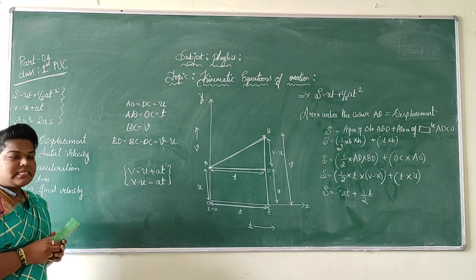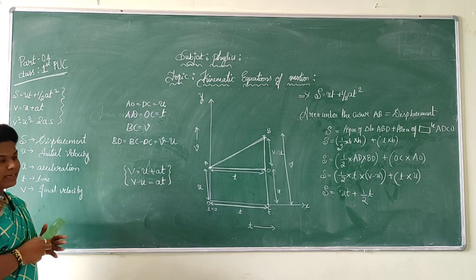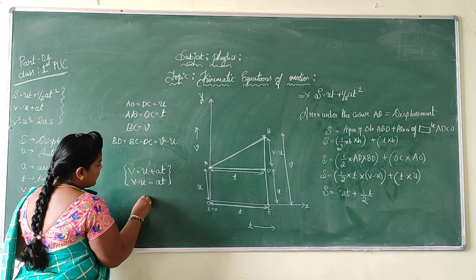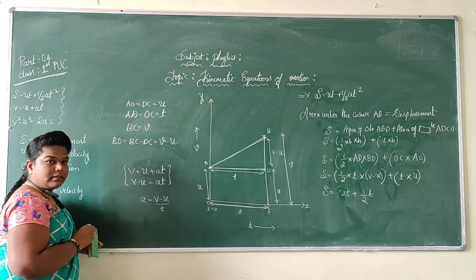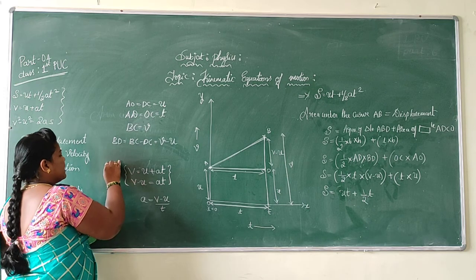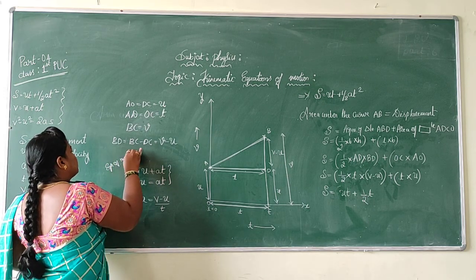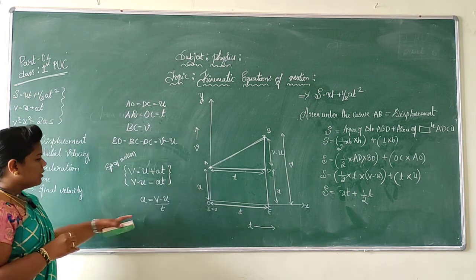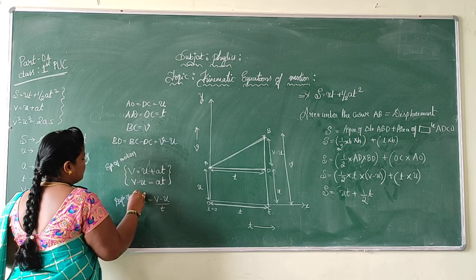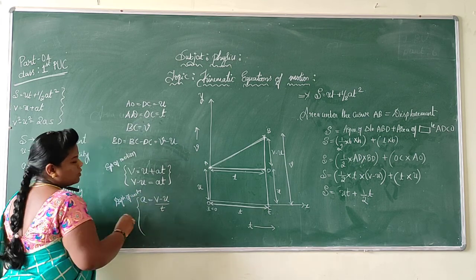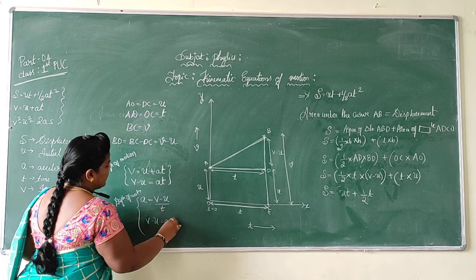Rather than moving with this, we can even use the definition of acceleration. You know that the acceleration can be written as change in velocity by time taken. So this is from the equation of motion, whereas this is from the definition of acceleration. So I want V minus U, right? So V minus U can be written as A into T.